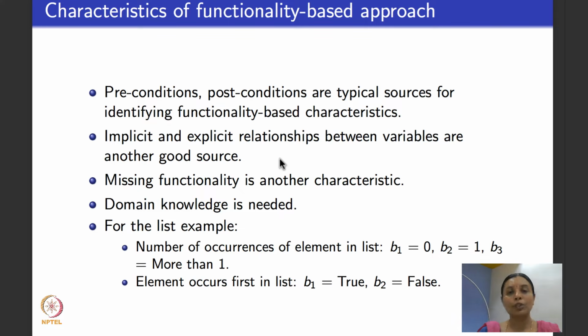The other things that testers usually look for while writing characteristics are implicit and explicit relationships between variables. I'll show you an example later in the lecture today about what this means. The other thing people look for is typically missing functionality, so that they can identify if the program is correctly handling missing functionality. And just to stress it again, to do all this you need extensive domain knowledge. By domain knowledge, I mean the domain in which the software is running.